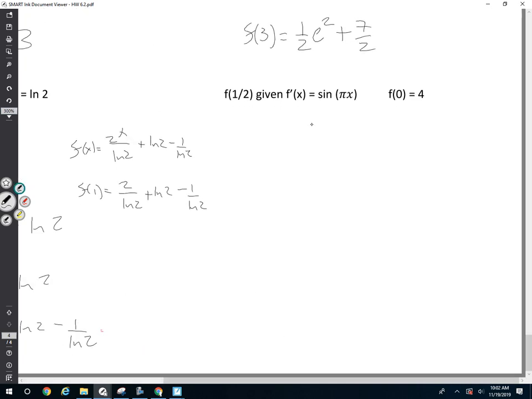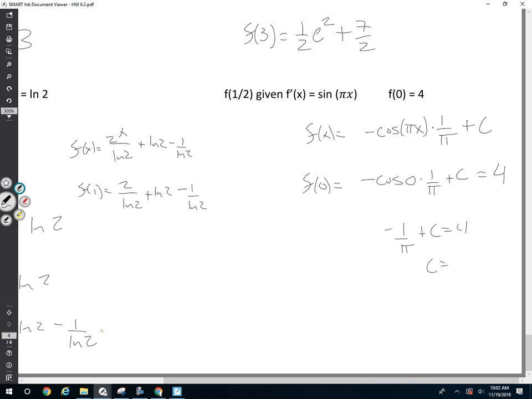All right. F of x. We'd have negative cosine pi x. I need a 1 over pi. Great question. You'll see this in the future. F of 0 is 4. So I get negative cosine 0 times 1 over pi plus c equals 4. Not great, actually, because I get negative 1 over pi plus c is equal to 4. So c is equal to 4 plus 1 over pi.